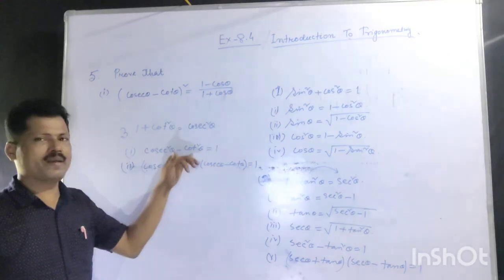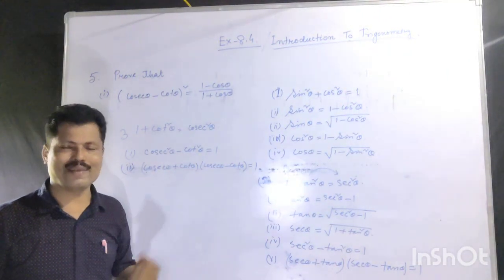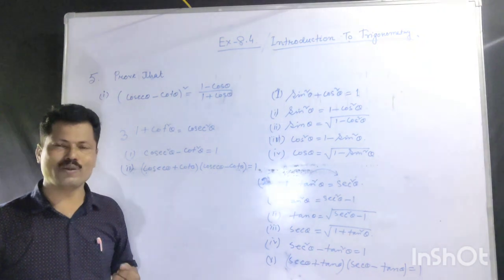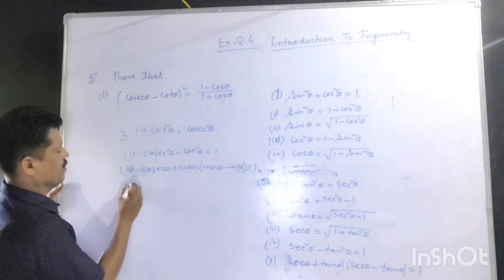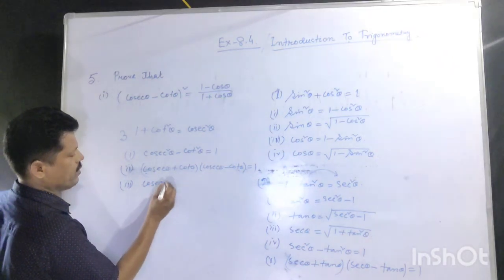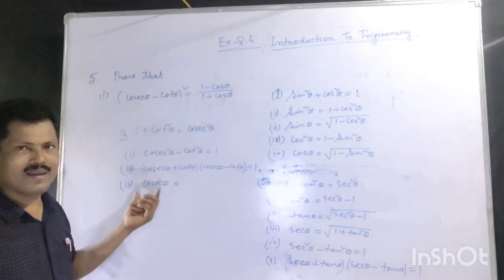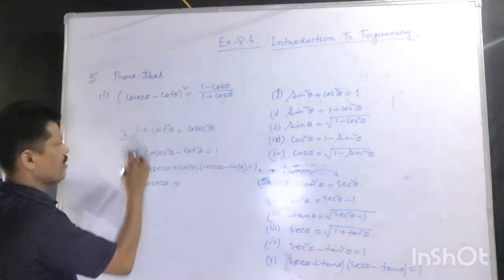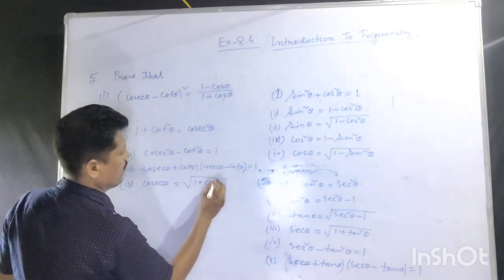Because this is the a square minus b square formula, we can write it as a plus b into a minus b. And from number 3, cosec theta also we can find out. Cosec theta is equal to, if we take the square to the left side, then it will be under root 1 plus cot square theta.